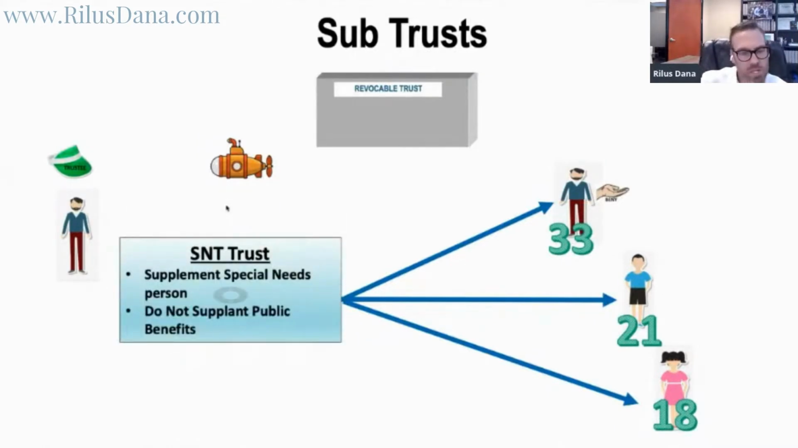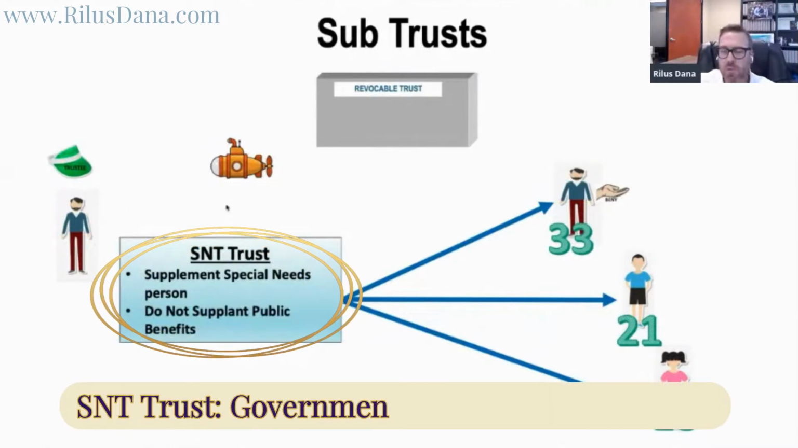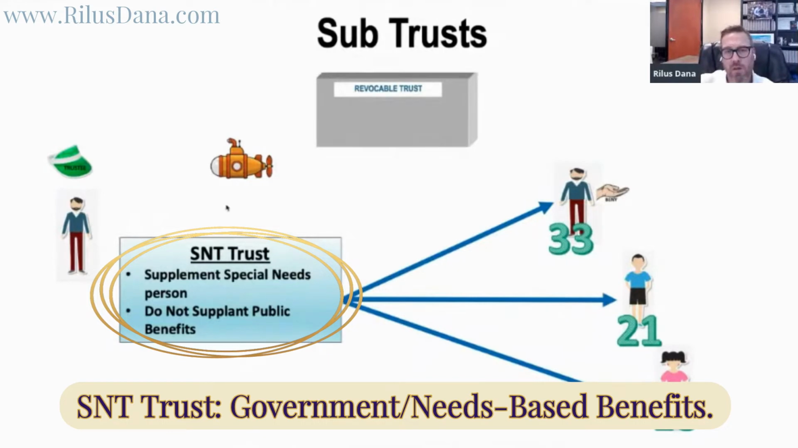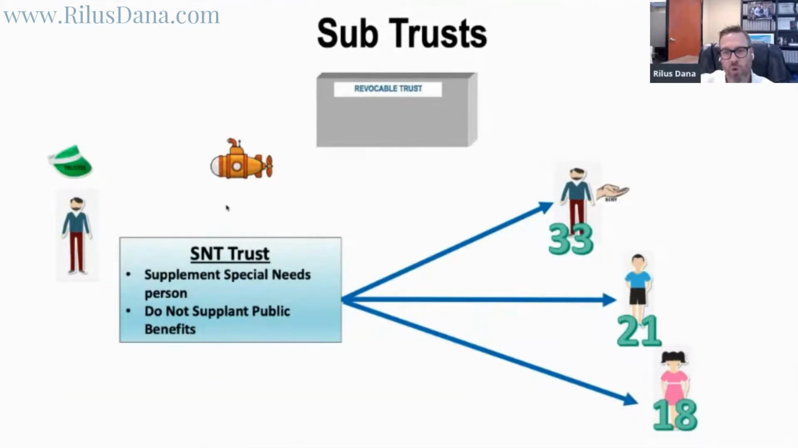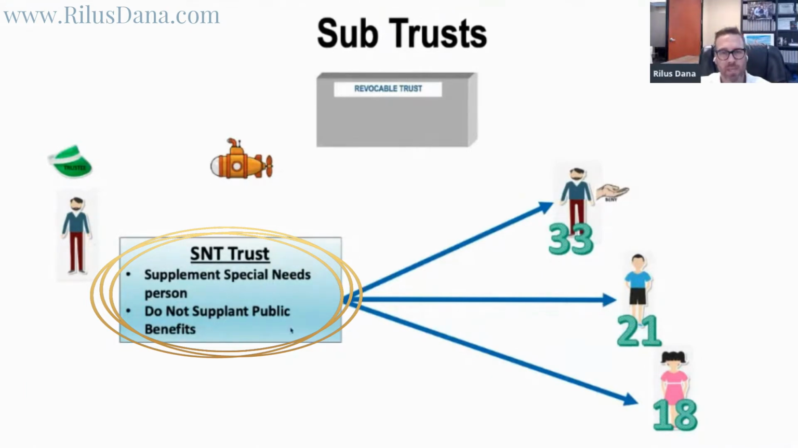There's also a special needs trust. This is for beneficiaries that are on government benefits, needs-based benefits. If they receive their inheritance outright in their name, they'll be disqualified from the benefits. So for those special needs beneficiaries, we'll hold their share in trust to supplement them and not supplant or replace the public benefits.